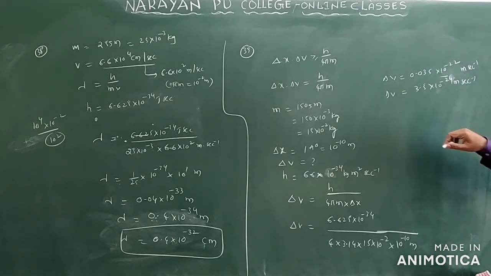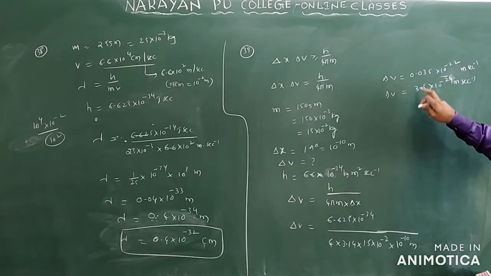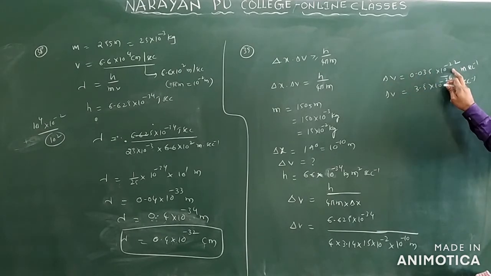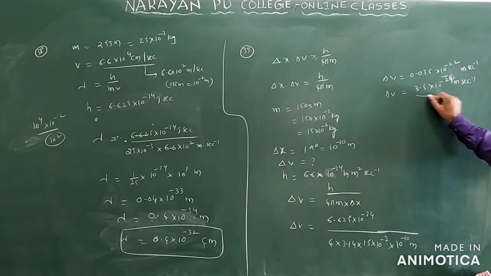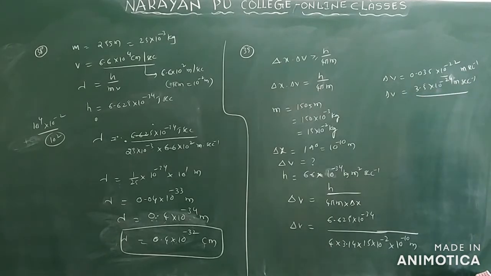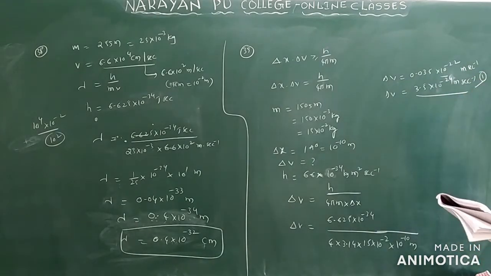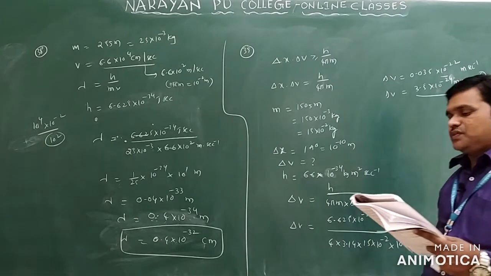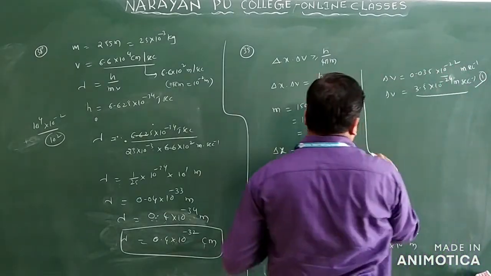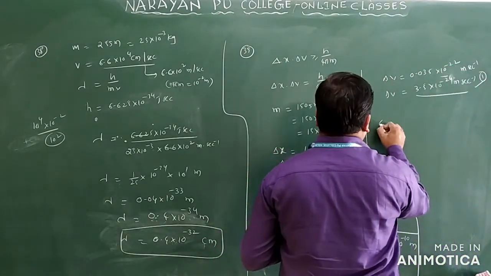This is meter per second. So delta v is equal to 3.5 into 10 power minus 2, and 10 power minus 22 becomes 10 power minus 24. The value is 3.5 into 10 power minus 24 meter per second only. What answer do you take? Option 1 for this question. So this is for question number 39.